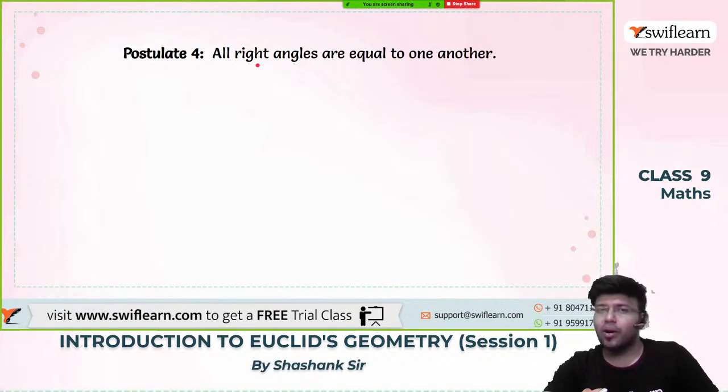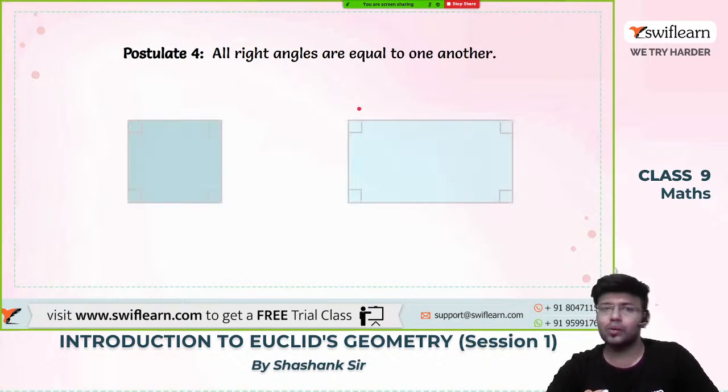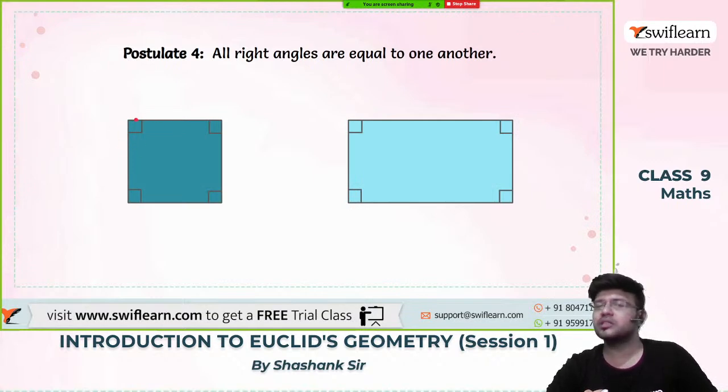Next postulate: all the right angles are equal to one another. Take a square, take a rectangle. This right angle, how much is it? It is equal to 90 degrees. This right angle is also equal to 90. This is also equal to 90. This is also equal to 90.